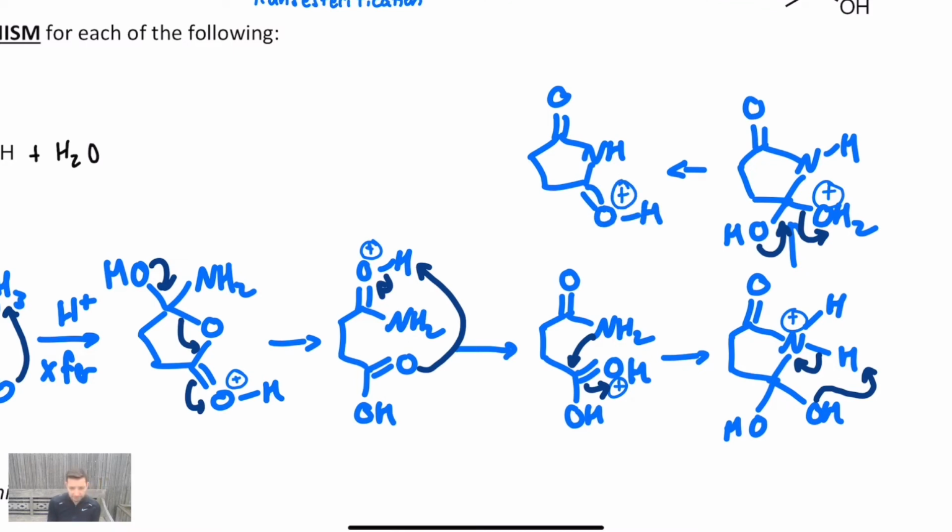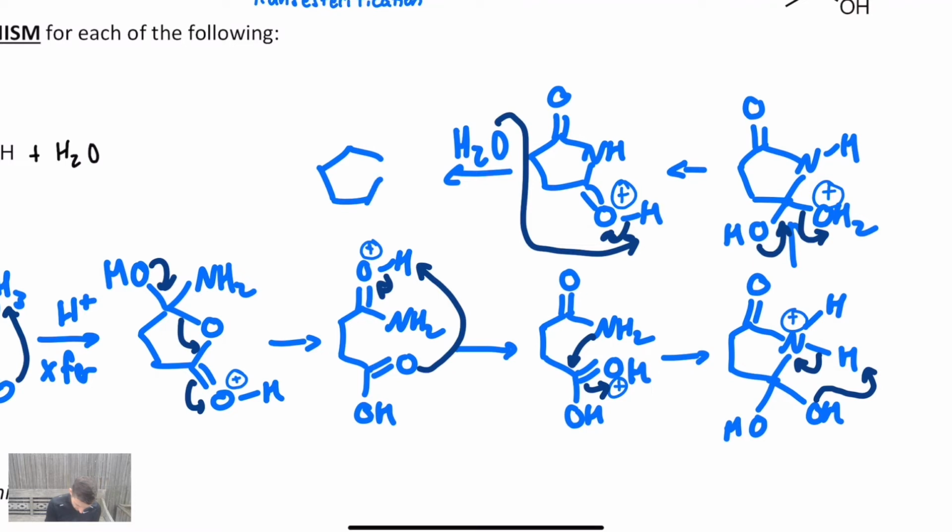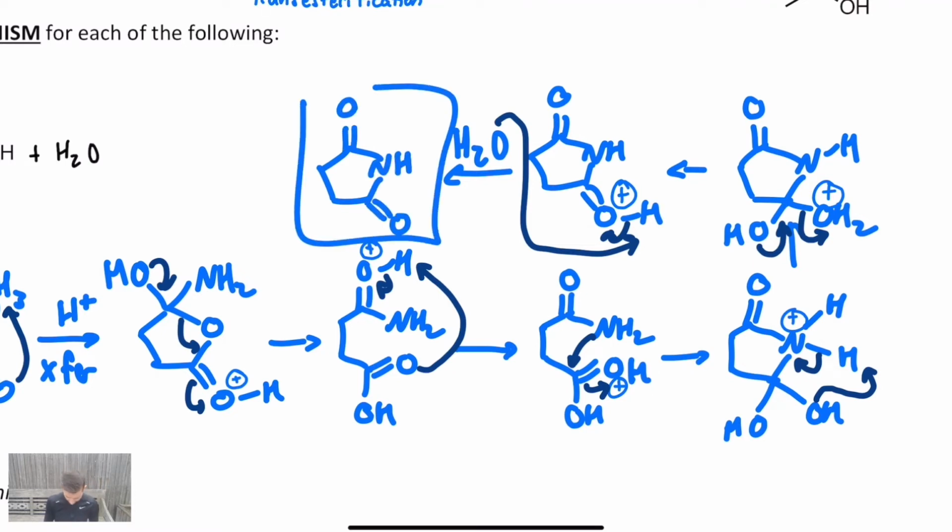So all that's left is to remove that H+. We started by putting an H+ on. We lastly take one off. I'm going to use the water molecule that we just made. And that gets you to your imide. Regenerate your acid catalyst.